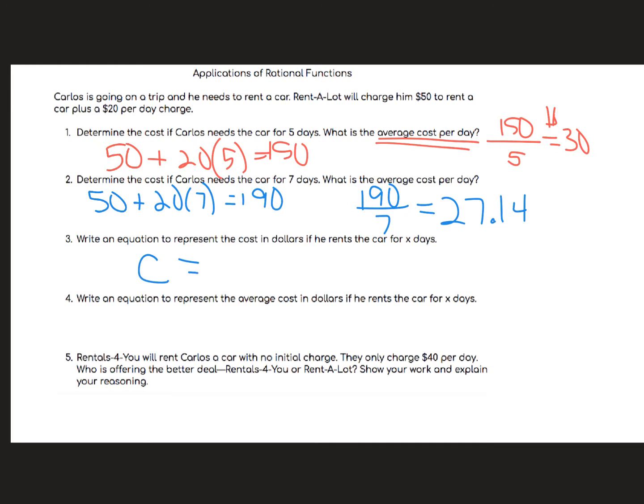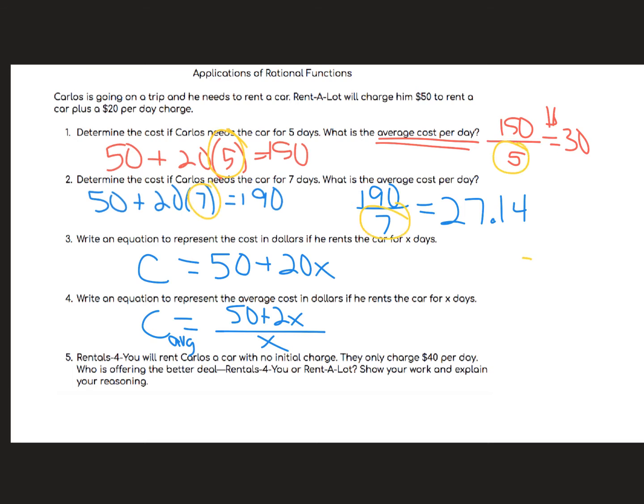Write an equation to represent the cost in dollars. Cost equals $50 plus 20 times X. And then the average cost is 50 plus 20X over the number of days, X. So notice the same pattern. Put the 5 there, divide by 5. Put the 7 there, divide by 7. So if I wrote that as a full expression, 50 plus 20 times 7 over 7, all we did was replace the 7s with X's.